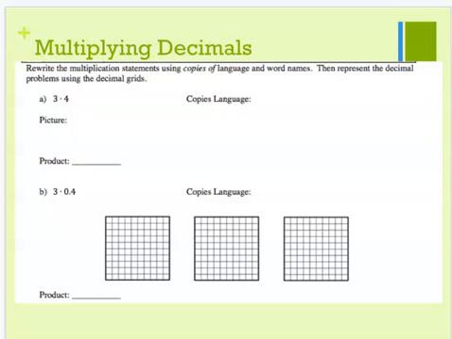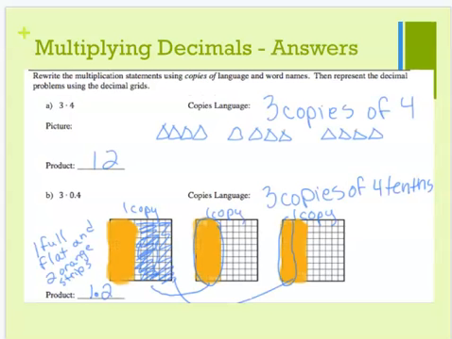For 3 times 4/10, we would write our copies of language as 3 copies of 4/10. So each one of those grids is there. You can think about how you would shade those and draw those pictures. Take a minute and see how you would do it. All right, is this how you did it?